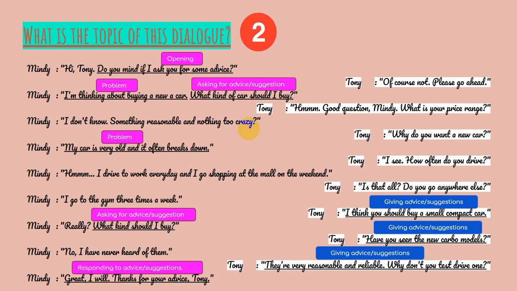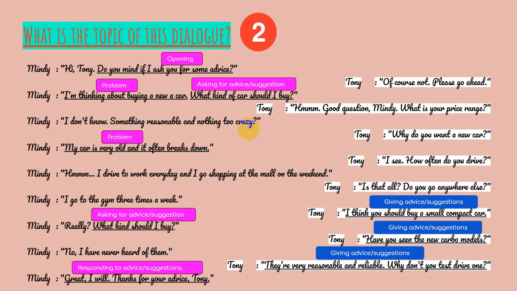Okay, let's try it. In here, the topic of the dialogue. Which one is the main problem? You can see two problems here. The first problem is, I'm thinking about buying a new car. Well, the second problem is, my car is very old and it often breaks down. Okay, which one is the main problem? Excellent, you're right. The main problem is, I'm thinking about buying a new car.